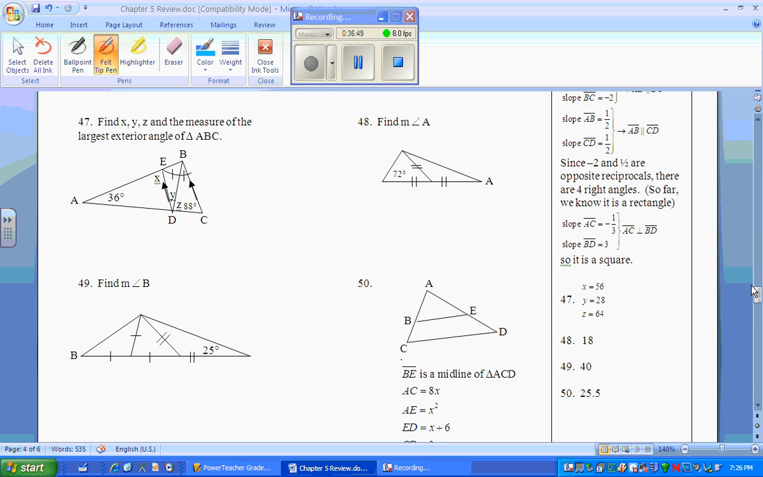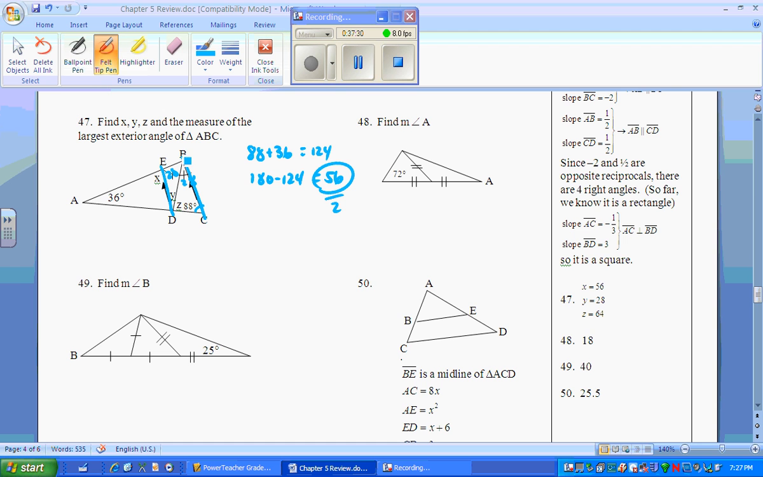47 we're looking at. We're going to find x, y, and z. This line is parallel to this line. 88 is in this corner here. We know that we can figure out angle B, because we could do 88 plus 36, giving me 124. Take 180, subtract 124 from it, giving me 56 for my answer. So this answer is 56. We can divide by 2. This angle is 28 and 28.